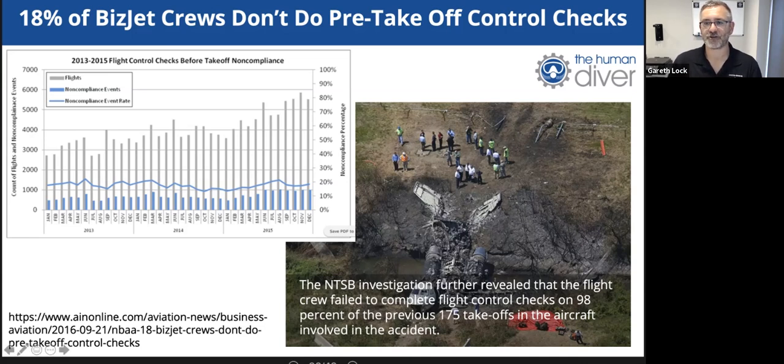In 98% of their previous 175 takeoffs, they didn't do complete flight control checks. And this was a bit of a shock. Then they started looking at other operators and going, we need to jump up. And actually what they realized is that this was a lack of safety leadership, that operators were accepting these deviations because it was acceptable. And they hadn't crashed aircraft, therefore it must have been okay. The absence of accidents doesn't mean that you're actually safe.